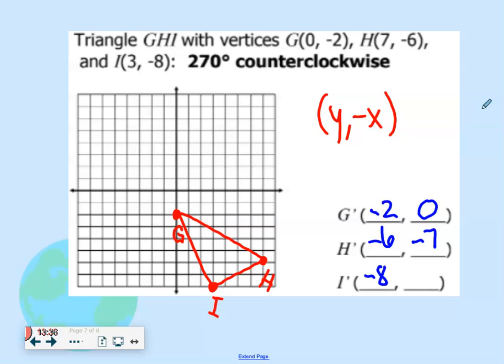Come on, Will. Negative 2, 0. G prime. Negative 6, 7. H prime. Negative 8, 1, 2. Are we still confused? No.